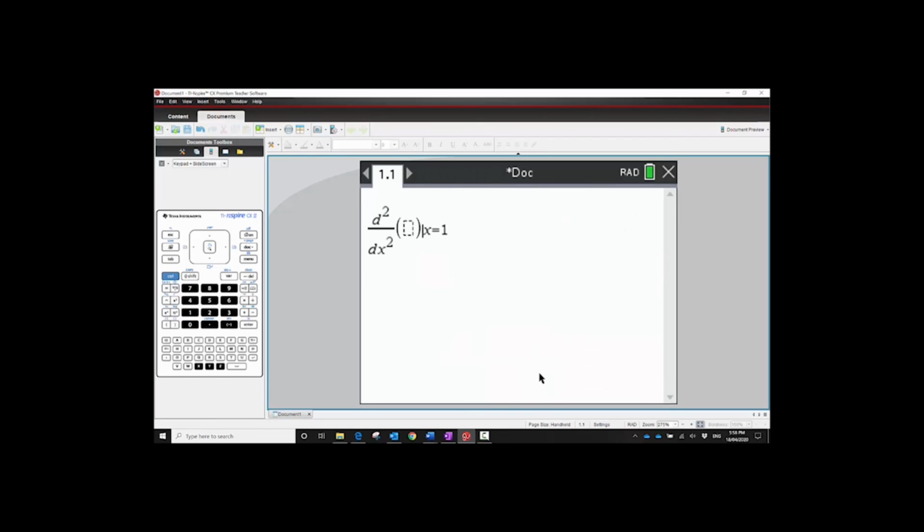Now in here, put the original equation. So it'd be the minus 16x squared minus 1 on x. Press enter and you will see you get negative 34, which is what we got when we did it by hand.